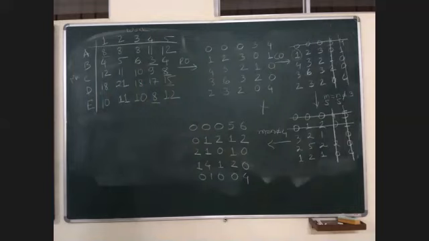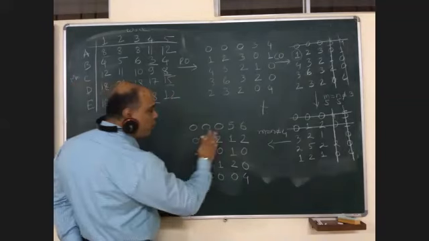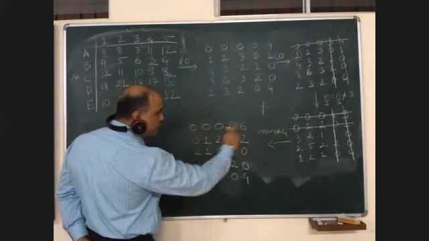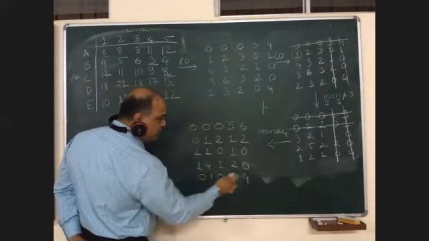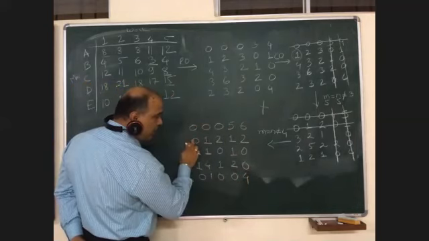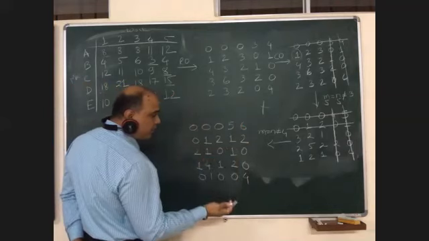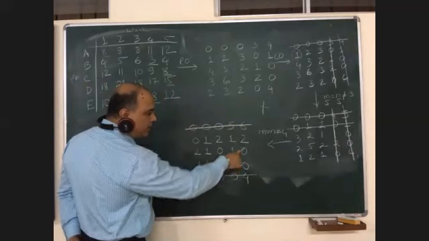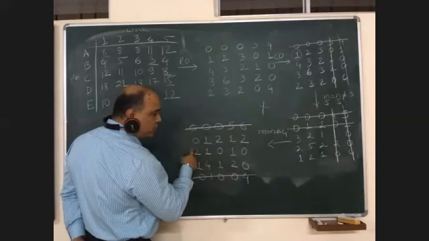Clear to all? Repeat the same step. Cover all the zeros with minimum number of lines. Check. 1, 2, 3 zeros. Right? 1 or maybe 1, 2. I'll start with 1, 2 lines. I am left with 2 zeros.